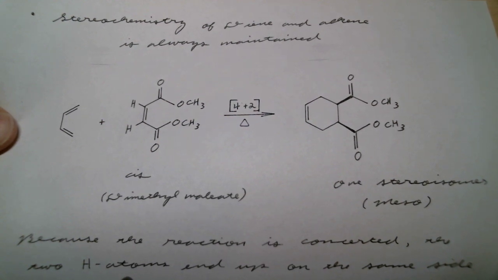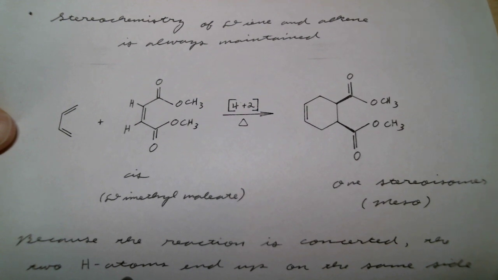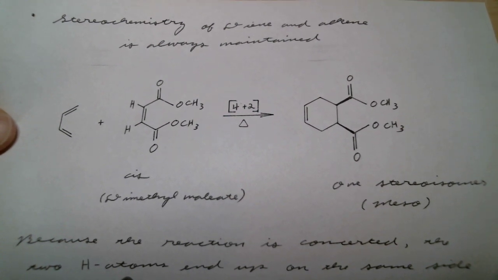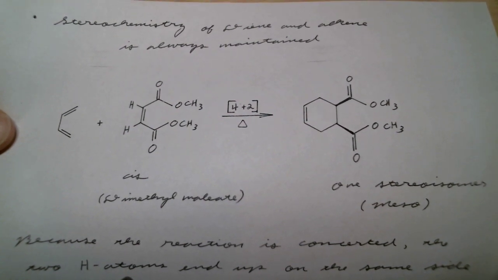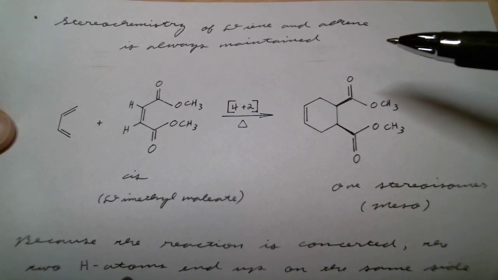Welcome to the first video in our Class 4 series of lecture videos. Today we'll be discussing stereochemistry of the diene and alkene in Diels-Alder reactions. And as you can see, the very first point is the stereochemistry of the diene and alkene is always maintained.